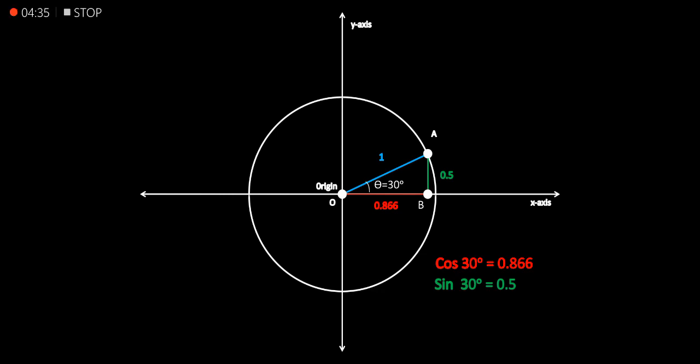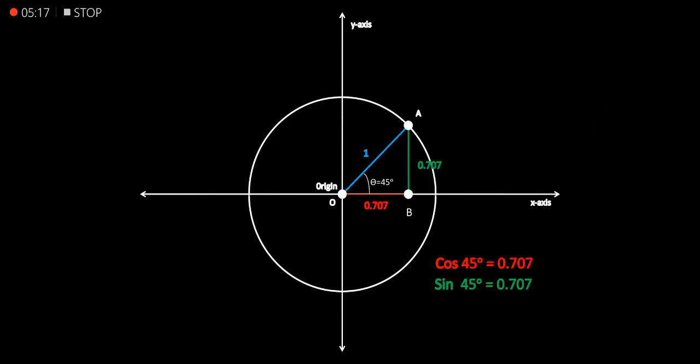In this figure, the length of red line is reduced to 0.866. And the length of green line is increased to 0.5. Red line is the representative line of cosine of angle and green line is the representative line of sine of angle. In this figure, angle is equal to 30 degree. So cos of 30 degree is equal to 0.866, which is the length of red line. And sine of 30 degree is equal to the length of green line, which is 0.5. So sine of 30 degree is equal to 0.5.